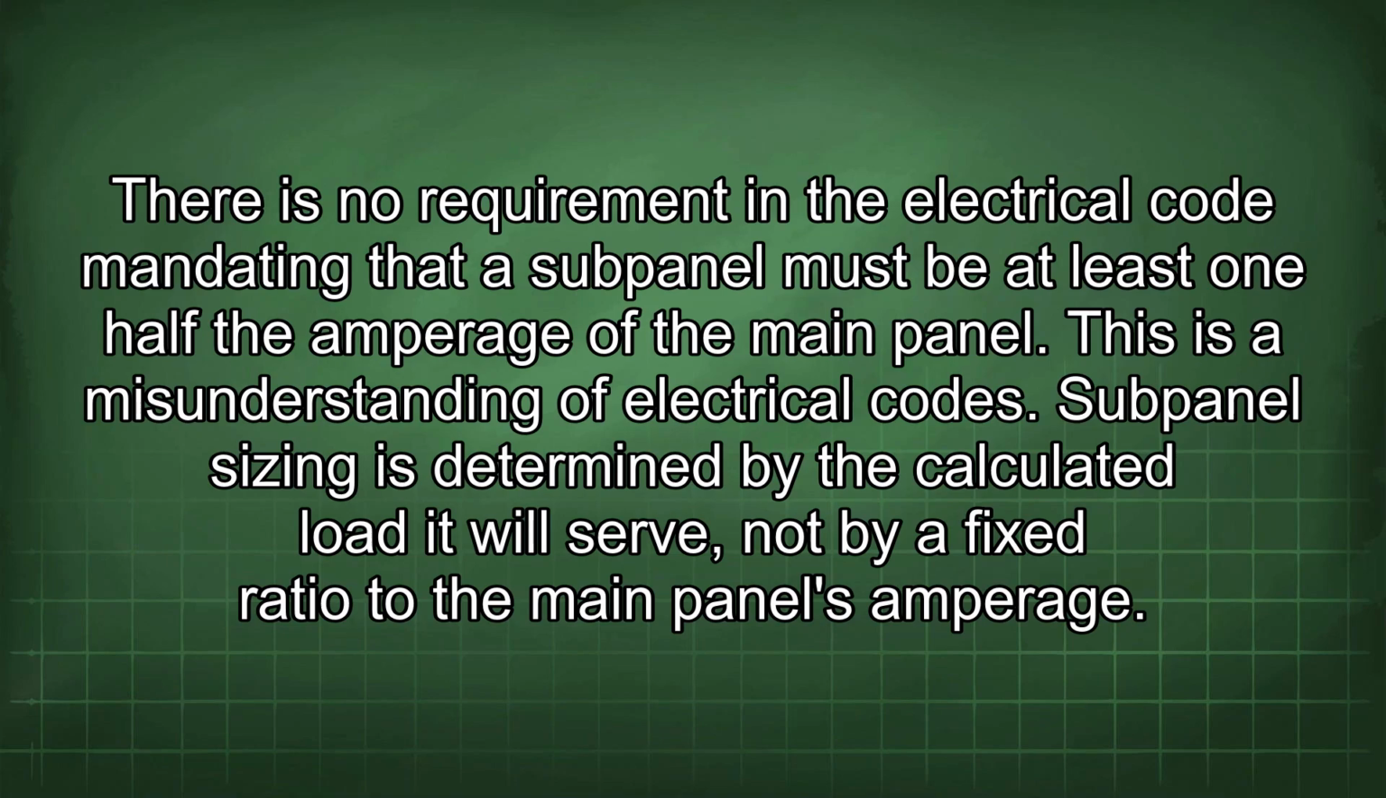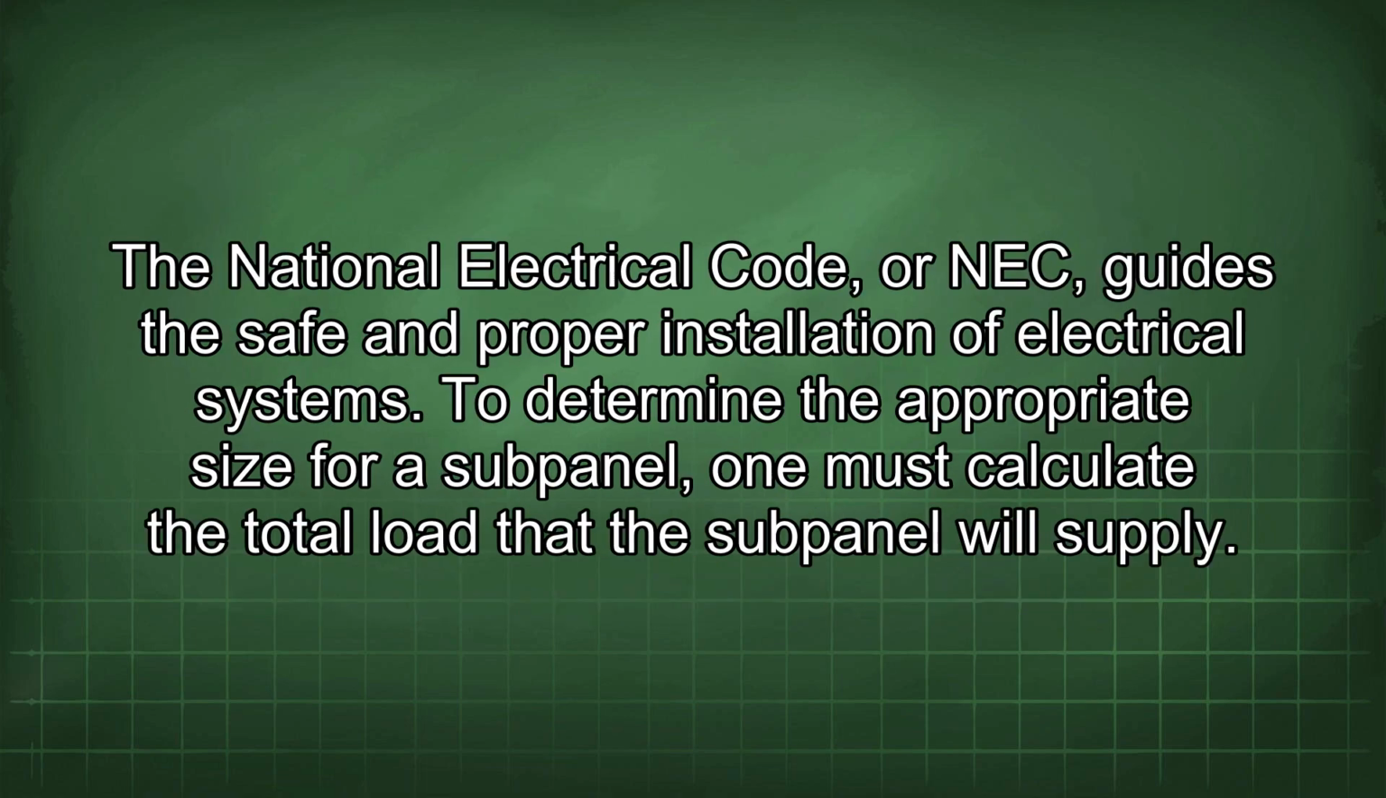There is no requirement in the electrical code mandating that a subpanel must be at least 1/2 the amperage of the main panel. This is a misunderstanding of electrical codes. Subpanel sizing is determined by the calculated load it will serve, not by a fixed ratio to the main panel's amperage. The National Electrical Code, or NEC, guides the safe and proper installation of electrical systems.